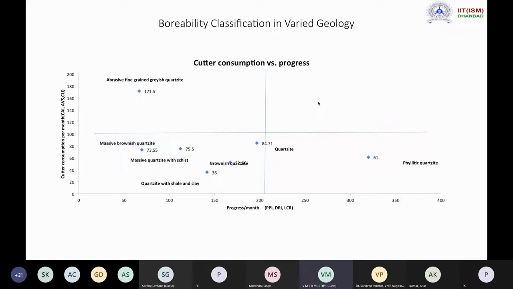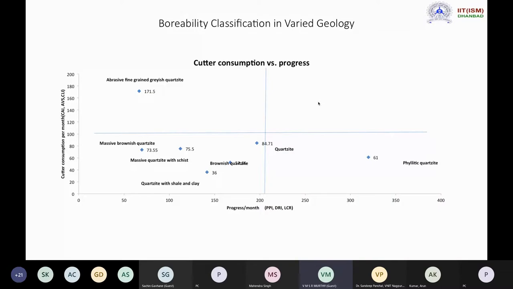The idea of putting them into these quadrants is to see which one is more abrasive and which one is harder. Hardness and abrasion scales can be imposed on this now. You can connect the progress per month with PPI, that is punch penetration index, DRI, that is drilling rate index, and LCR, that we have discussed just now. I'm trying to connect which tests we can relate to the progress per month in a given tunnel.